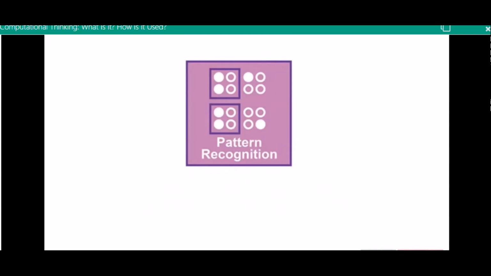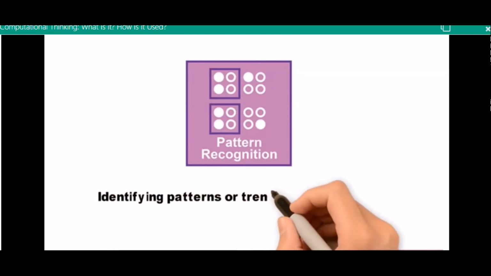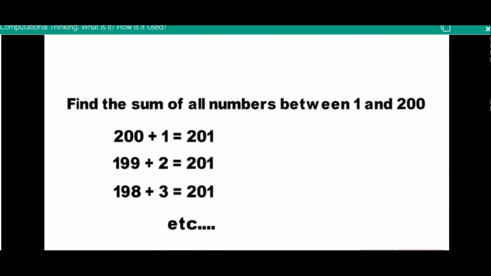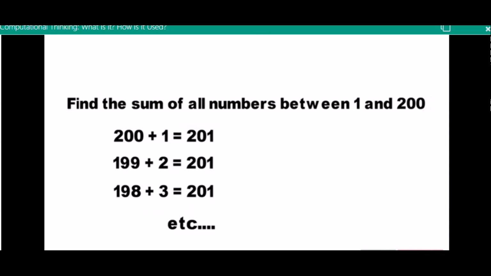Step 2 of the computational thinking process is pattern recognition. Identifying patterns or trends within a problem. Let's return to the problem we started in step 1. Find the sum of all numbers between 1 and 200. What pattern do we see here? If we take the sum of the high number and the low number, we get 201. And all the other pairs have the same sum.